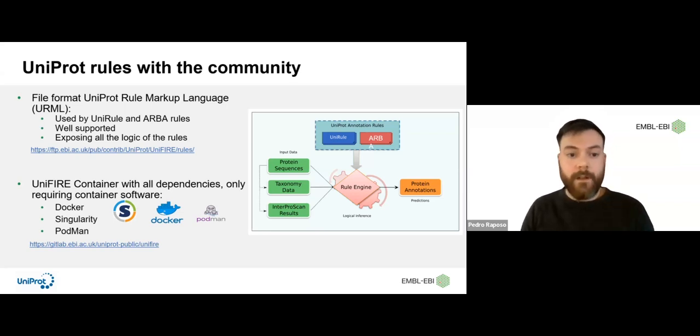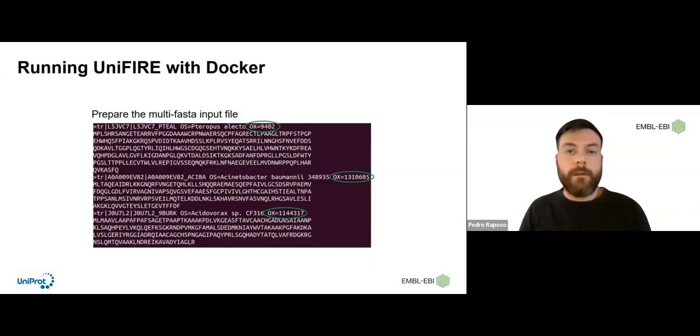So you just need to install one of these and then have a FASTA file with the proteins and taxonomic information. And this is what we show here. So in order to annotate your proteins, this would be your input file. And this is a protein multi-FASTA file where each header is in the UniProt format.